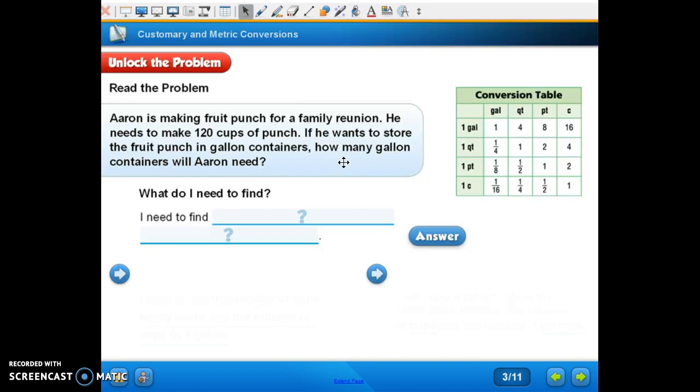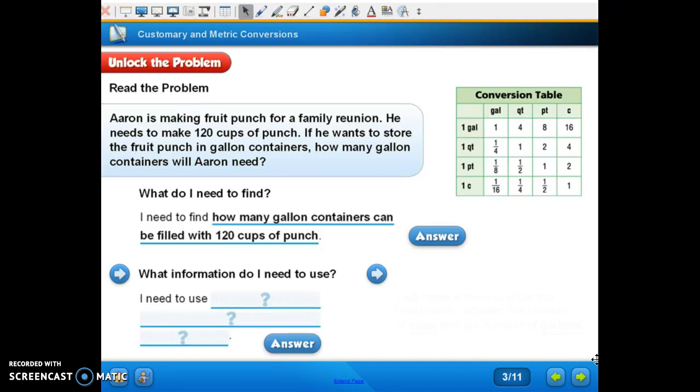What do I need to find? I need to find how many gallon containers can be filled with 120 cups of punch. Okay, this is the middle box. It says, what information do I need to use? I need to use the number of cups being made and the number of cups in 1 gallon.